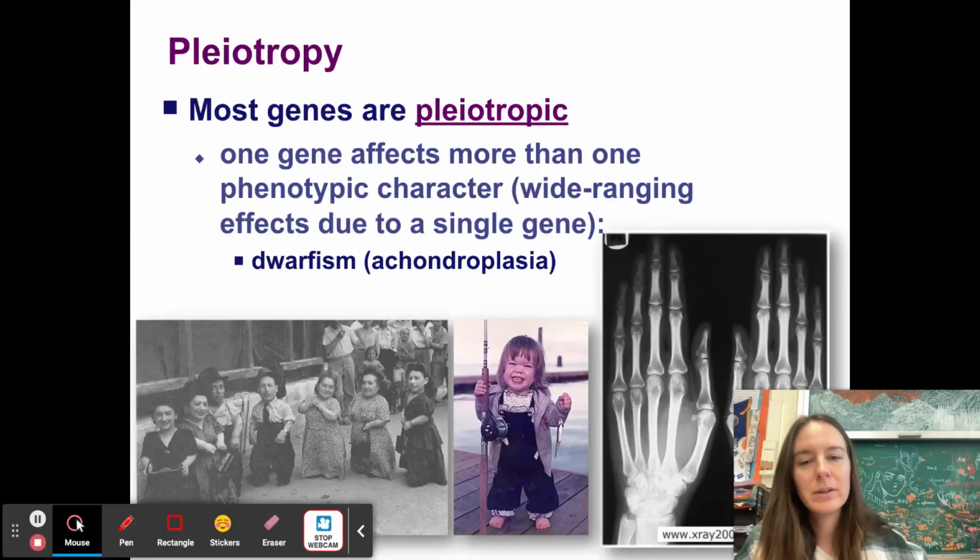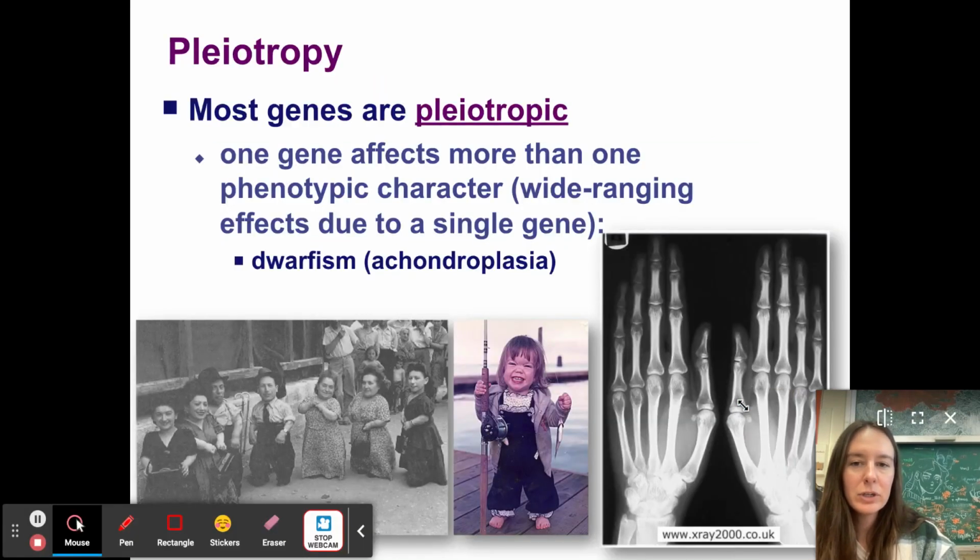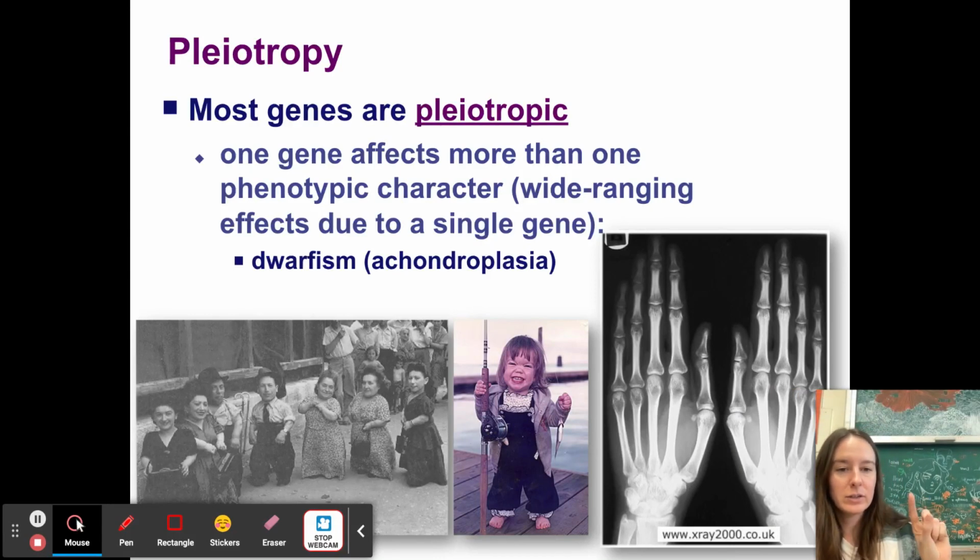Another thing to note that we don't really learn from Mendel is that most genes are pleiotropic. What this means is that if you have one gene and it has a certain dominant or recessive nature, it actually affects your phenotype more than just that one single trait. So there's wide-ranging effects due to one single gene. For example, there's one gene for something called achondroplasia, or dwarfism. If someone gets that allele for achondroplasia, it's going to affect so much about the characteristics of that person, not just one element, right?